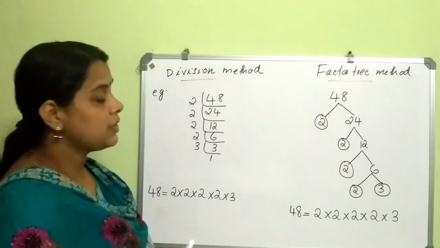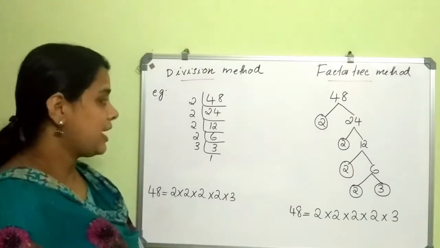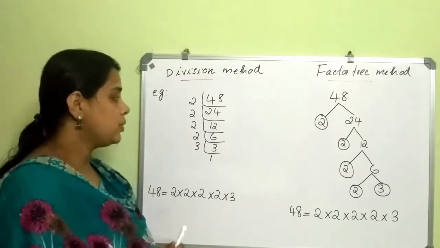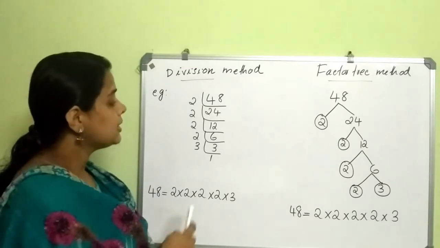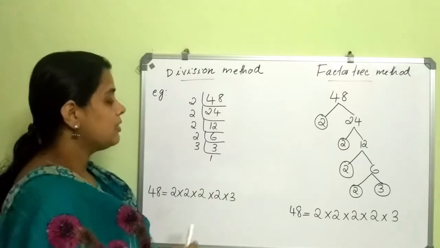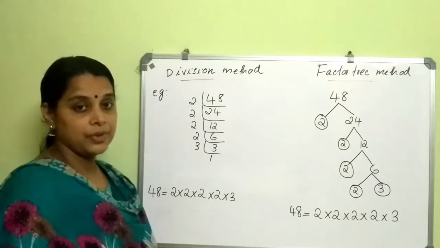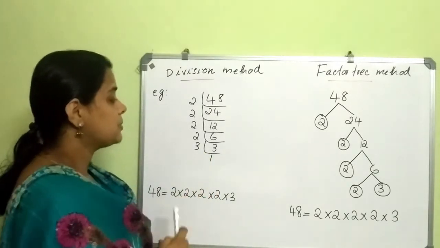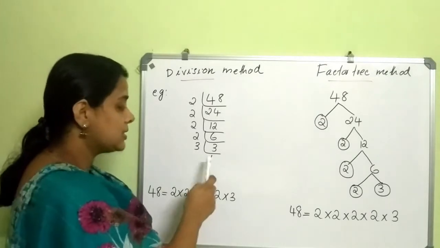Again 24 is an even number, 2 is a factor of 24. Again we divide 24 by 2, we will get 12. Then again we divide 12 by 2, we will get the quotient 6. Again we divide 6 by 2, we will get the quotient 3.